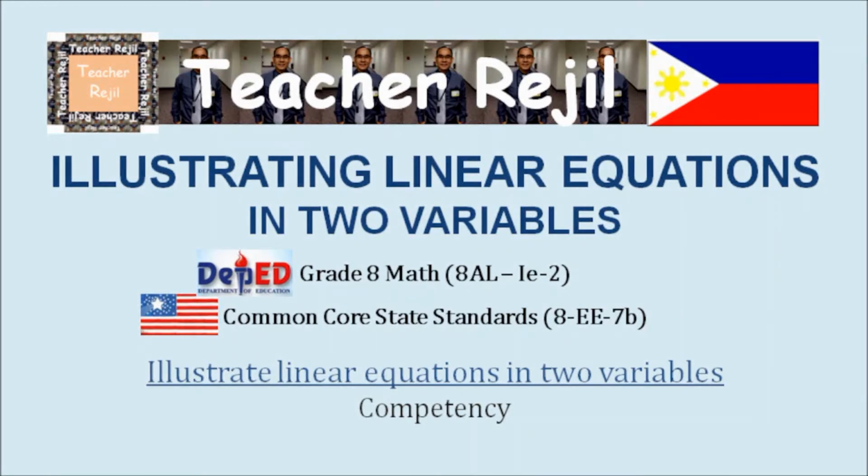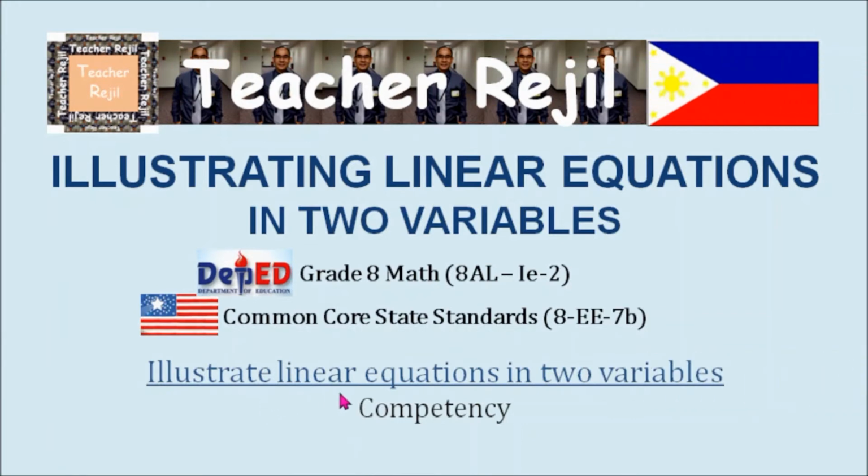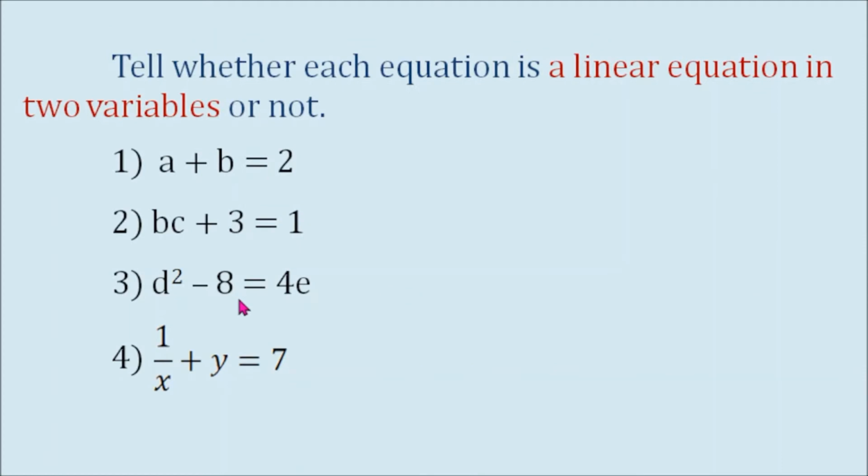Hello everyone. In this lesson, we are going to illustrate linear equations in two variables. I have here 4 equations. Tell whether each equation is a linear equation in 2 variables or not. It is true that there are 2 variables in each equation, but not all of these equations are linear.